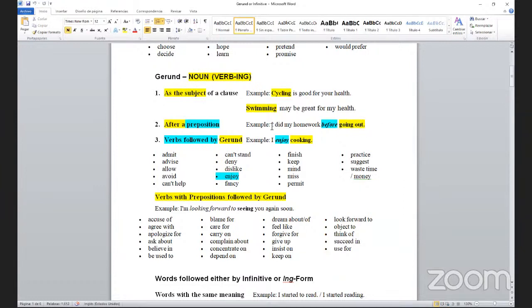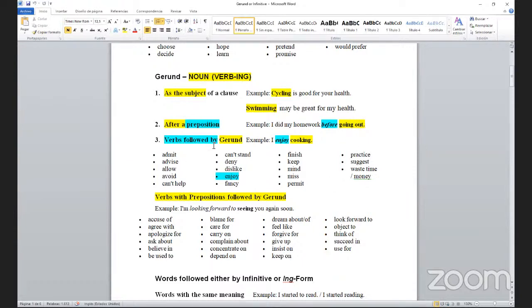So, for example, here: I did my homework before going out. If I put before go out, only go without ing, it's incorrect. If I put to, before to go out, it's incorrect. So always with ing, going out. Okay, so always after a preposition.